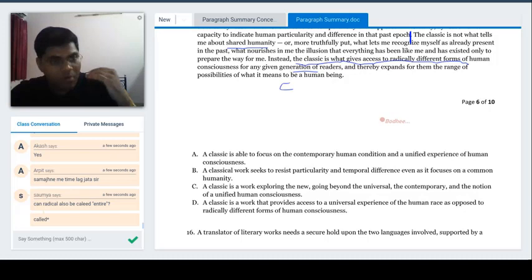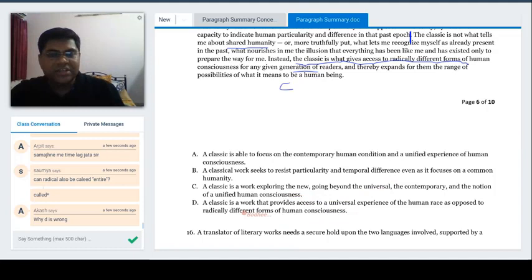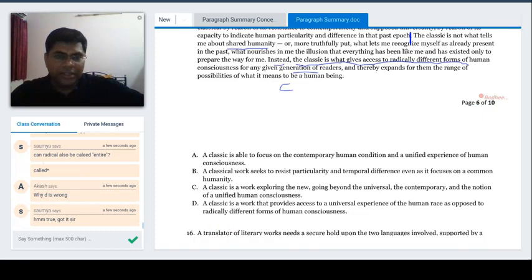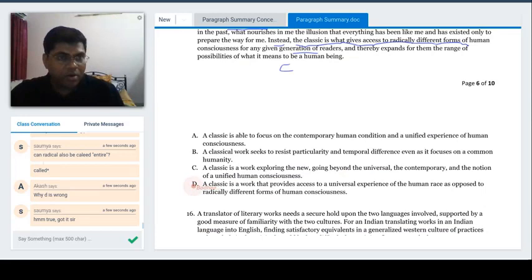Why is D wrong? D is wrong because it says a classic is a work that provides access to universal experience. But this is what the author is opposing. Author kya bolta hai? Instead, so if you read it, it's given here, right? It says, to me, a classic means precisely the opposite of what my predecessors understood. So what is given in option D is what the predecessor understood. Option B is talking about the predecessor's definition of a classic. The author has a different definition of a classic.